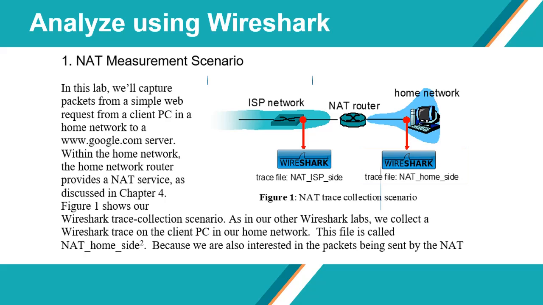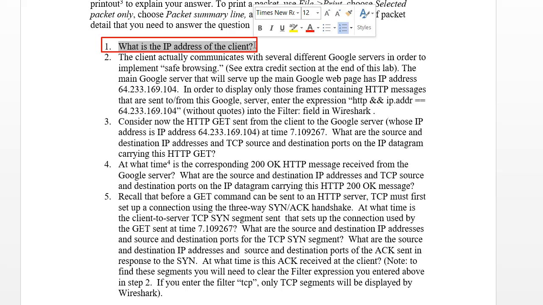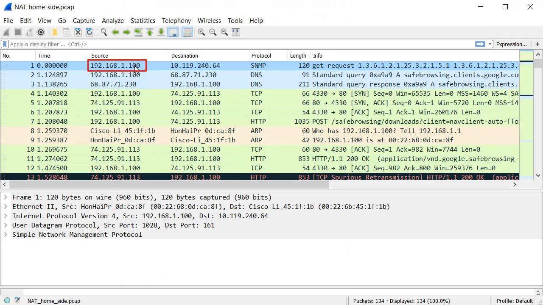Since we are interested in the packets being sent by the NAT router into the ISP, a second trace file has been collected at a PC tapping into the link from the home router into the ISP network. This Wireshark trace is referred to as NAT ISP side throughout the video. To answer the first 5 questions, we need to analyze the NAT home side Wireshark packet trace. The first question is about the IP address of the client. 192.168.1.100 is the client IP.